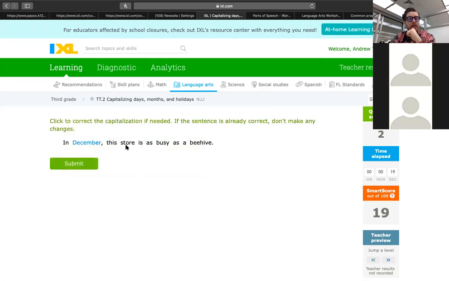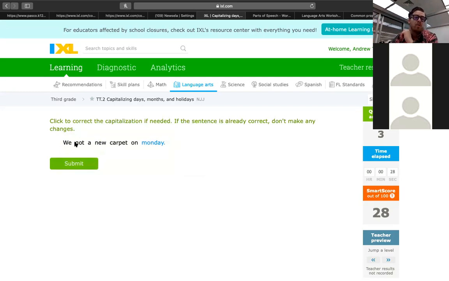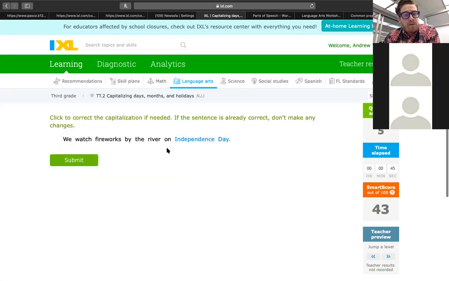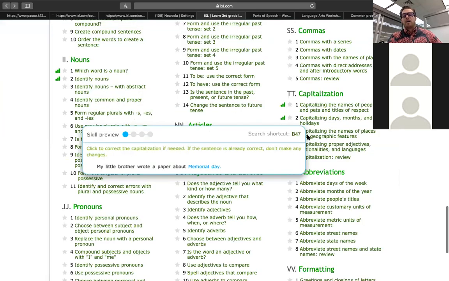Moving up. "In December, this store is as busy as a beehive." It's already capitalized. Good to go. "We got a new carpet on Monday." Monday is supposed to be capitalized. Days of the week are always capitalized. Months are always capitalized. "Watch fireworks by the river on Independence Day." That's already capitalized. Looks good to go. "New Year's Eve." Boom. We got that.